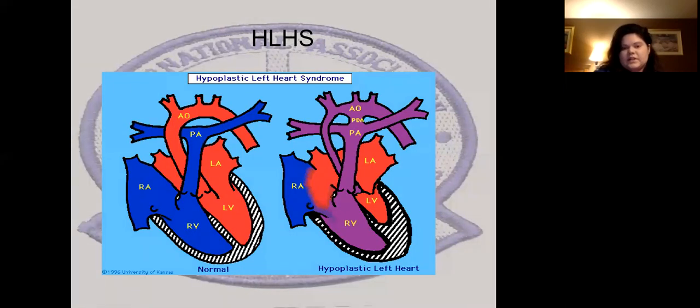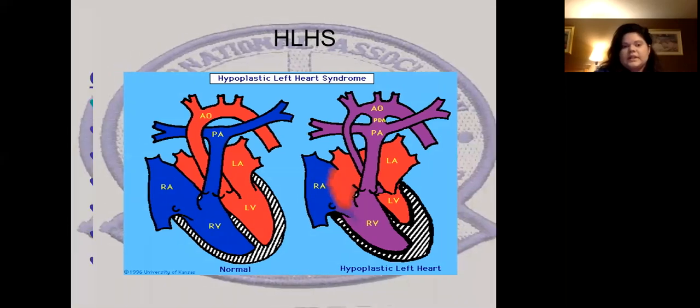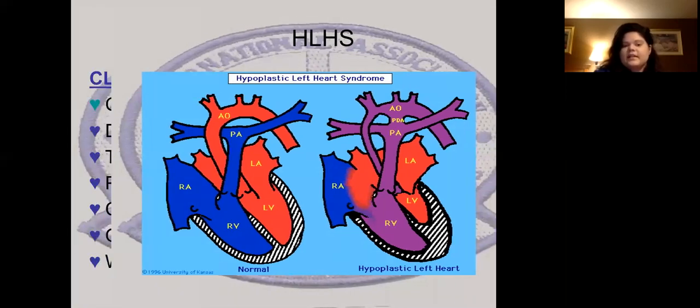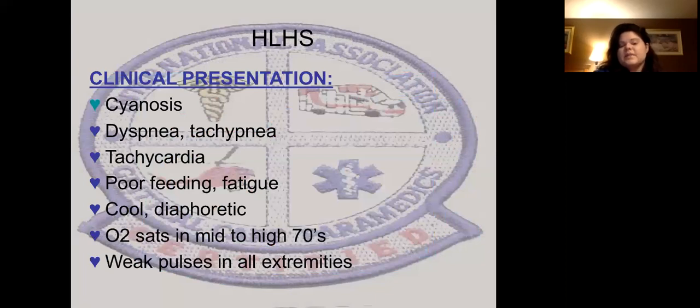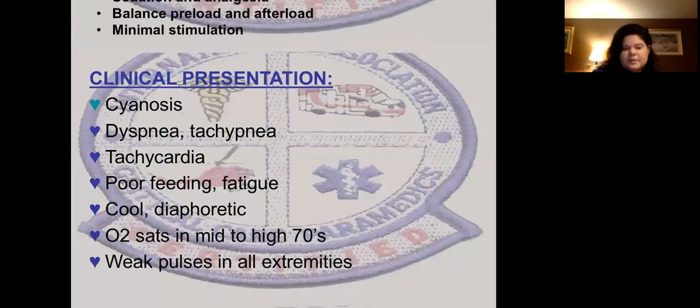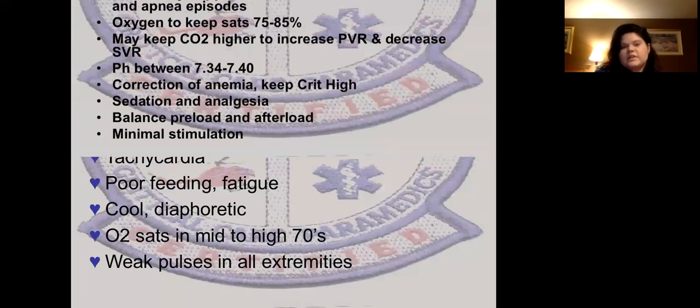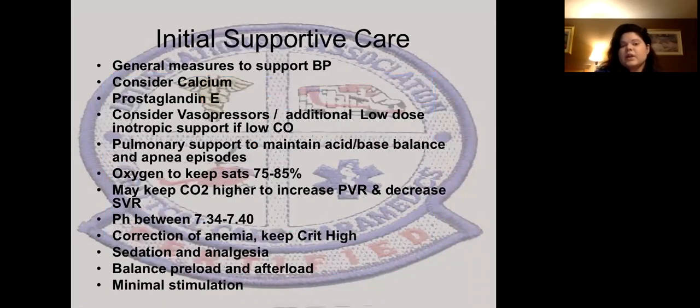So this is what that looks like right there. They're going to be cyanotic. They're going to have O2 sats in the mid to high 70s, weak pulses in all extremities because they're not really getting any blood anywhere. So again, potentially prostaglandins. I don't see calcium given a lot. You can consider vasopressors. That's going to be based on the patient. Keep sats about 75 to 85%.